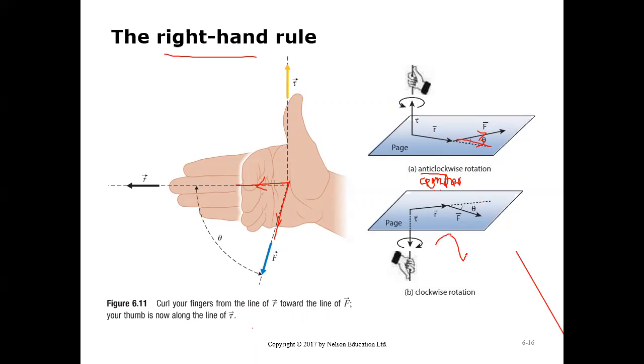But if you look at this one, here R is this, and the force is this. Now this time you curl your finger from R to F, and in figure B on the right hand side, your thumb will be pointing down. Okay, I hope you understand it. Any question, please? Do I need to explain it more? Is it okay? Let me see online people. Clear. Thank you.